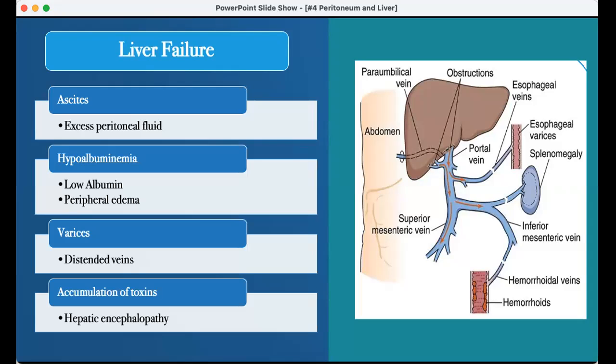One of the most important things for you to remember is that ascites is from liver failure and portal hypertension. Patients with liver failure also, because they're not getting nutrition, the liver is unable to create albumin. So with low albumin levels, they also get peripheral edema and even more ascites. Varices are these distended veins as the blood tries to find an alternate pathway back to the heart. And people with liver failure also start developing hepatic encephalopathy because the liver is responsible for cleaning up all the toxins in the blood.